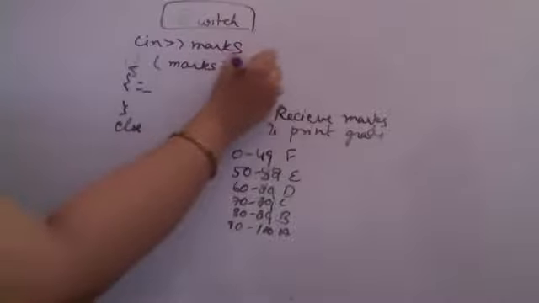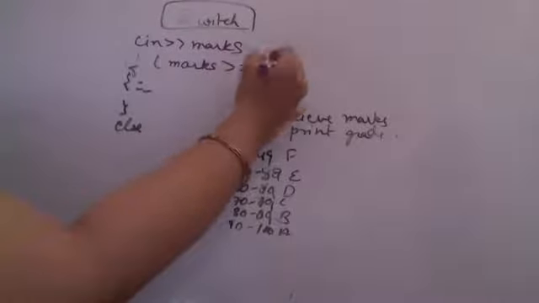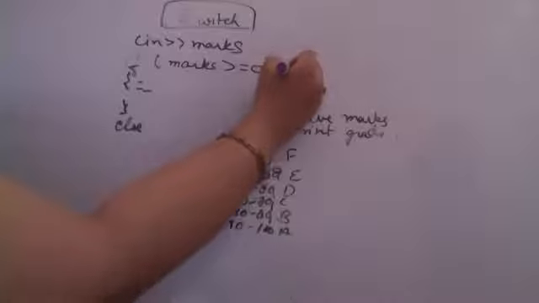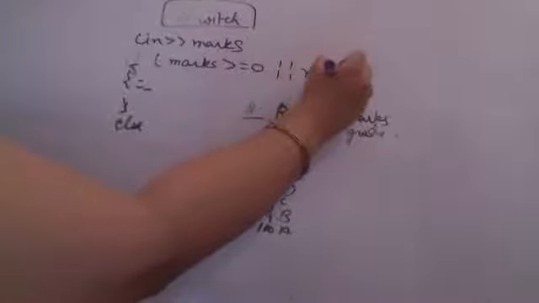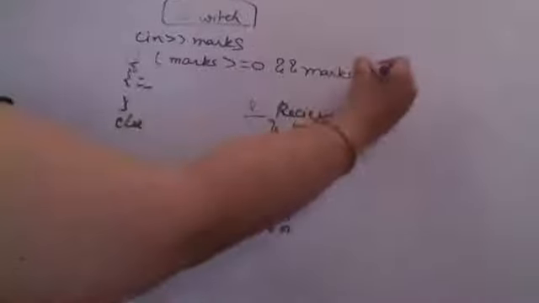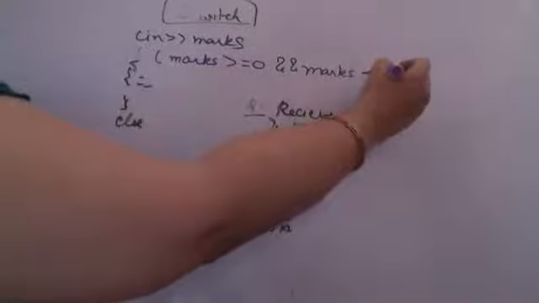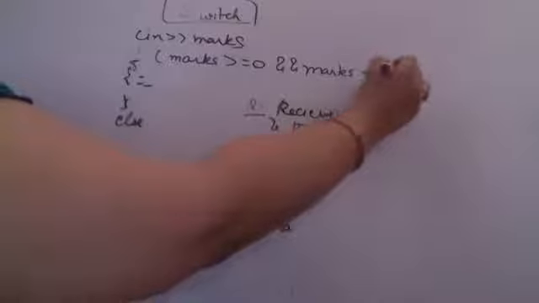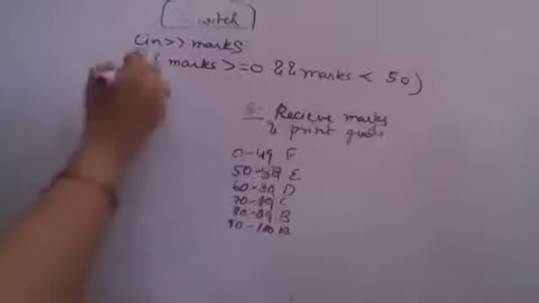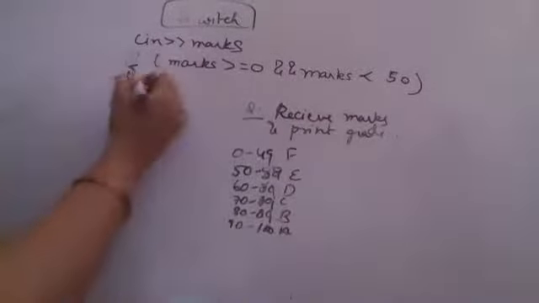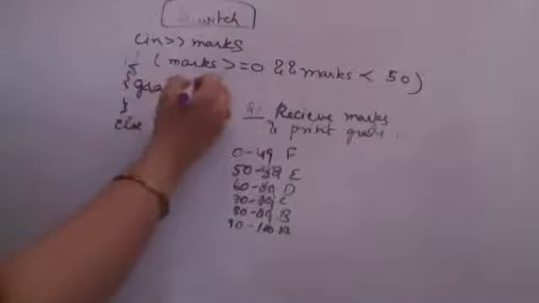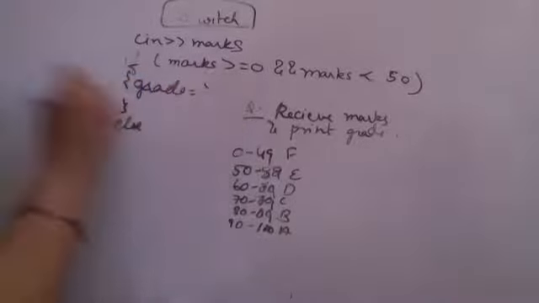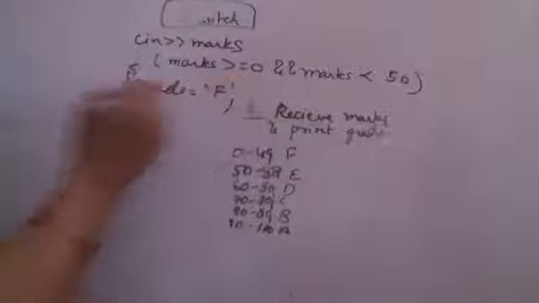greater than equal to 0 and marks less than 50, equal to नहीं ले रहे, less than 50 ले रहे हैं. So if both the conditions are met, then grade is equal to, grade is some character, say F. ऐसे ही करोगे ना?